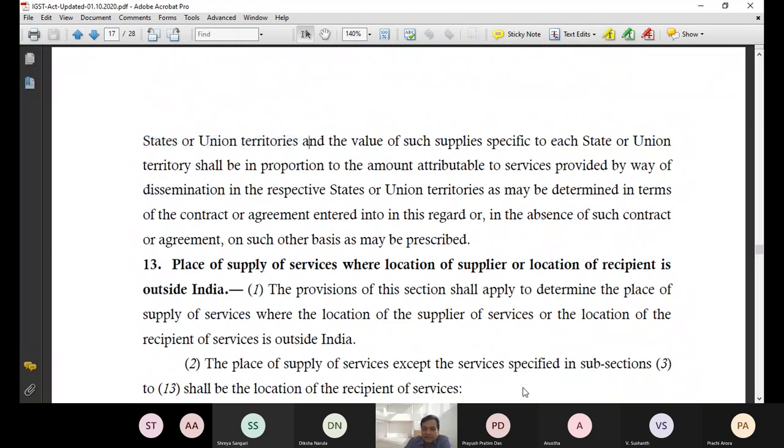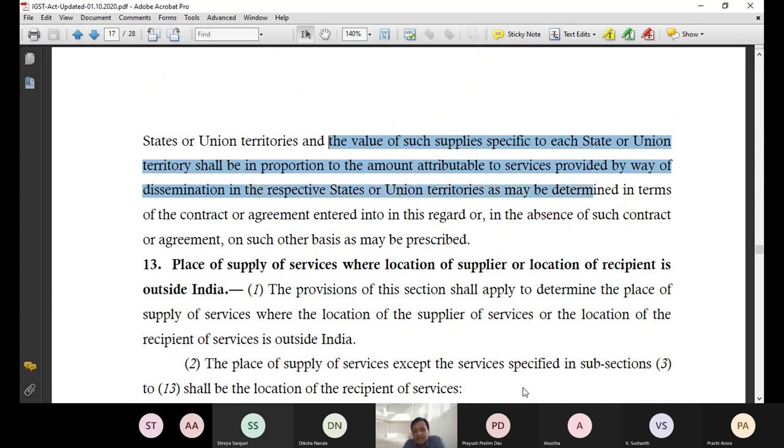And for this, the next point says how you divide the value. The value of such supplies specific to each state or UT shall be in proportion to the amount attributable to services provided by way of dissemination in the respective states or UTs as may be determined as per the contract. For example, the government is taking advertisement services for Haryana and Delhi. In the contract, they will mention that 40% of our advertisement should be shown in Haryana and 60% in Delhi. 40% Haryana, 60% Delhi. At this proportion, the value will be divided.